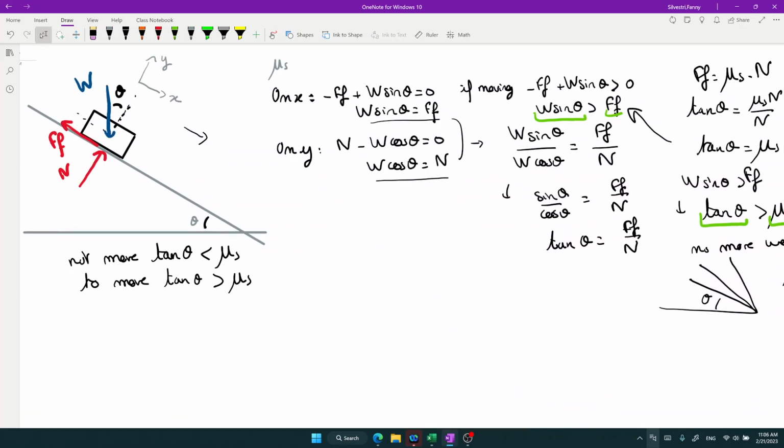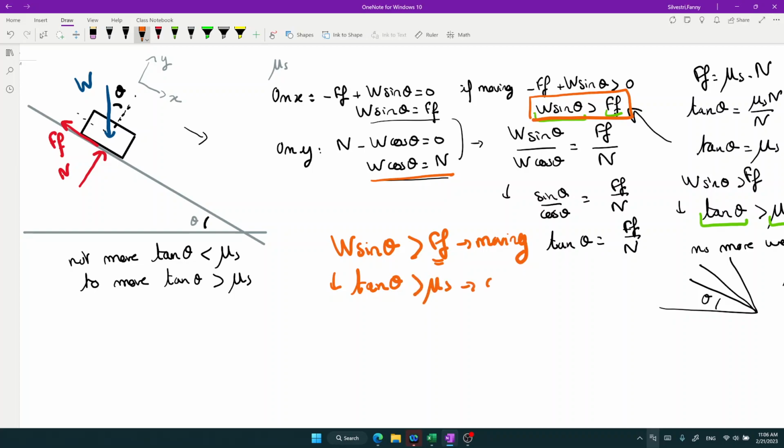So in your conclusion, when you say that the force of friction must balance the weight component on the x-axis, that's true. So if W sine theta is more than the force of friction, it's moving. But if we look a little bit deeper at what the force of friction is, using the equation on y with the normal force, what we can conclude is that tangent theta is superior to mu s for the block to move. We can delete the weight. So that's it, just to show you that the fact that the block is moving on a slope does not depend on the mass of the block or the weight of the block. It just depends on the slope and the coefficient of friction.